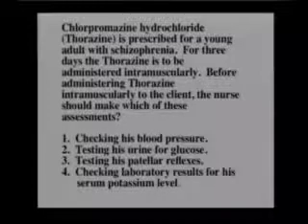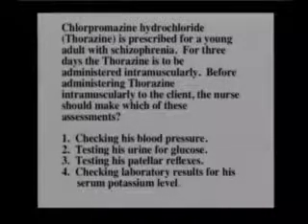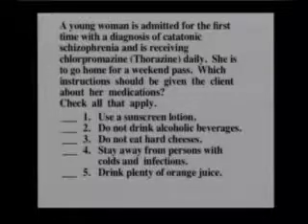Let's look at another question. Chlorpromazine hydrochloride or Thorazine is prescribed for a young adult with schizophrenia. For 3 days, the Thorazine is to be administered intramuscularly. Before administering Thorazine intramuscularly to the client, the nurse should make which of these assessments? 1, checking his blood pressure, 2, testing his urine for glucose, 3, testing his patellar reflexes, or 4, checking laboratory results for his serum potassium level. And the correct answer is number 1, check his blood pressure. Thorazine, particularly given IM, can cause hypotension.